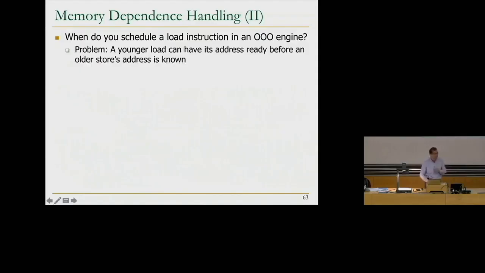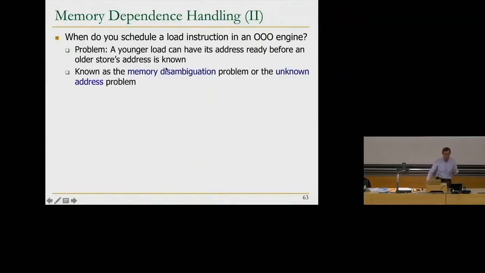Okay, so the key question is, when do you schedule a load instruction in an out-of-order execution engine? As I said, the problem is a younger load can have its address ready before an older store's address is known. This is also known as the memory disambiguation problem. You disambiguate addresses, or the unknown address problem. I like the unknown address problem because it's simple thinking. Unknown address. So there are multiple approaches to this.